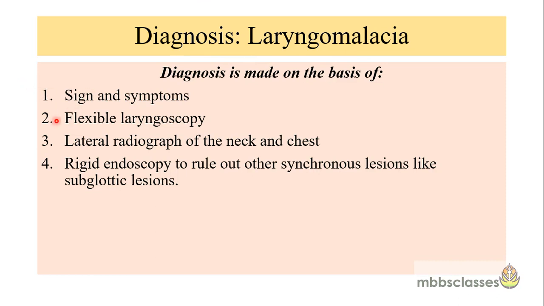The diagnosis of a case of laryngomalacia is principally made on the basis of history, signs and symptoms. Then flexible laryngoscopy helps in confirming the diagnosis and in examining the airway. Next, a lateral radiograph of the neck and chest may sometimes complement the diagnosis, and rigid endoscopy may be needed in some cases, when you are suspecting other synchronous anomalies or lesions like subglottic lesions.